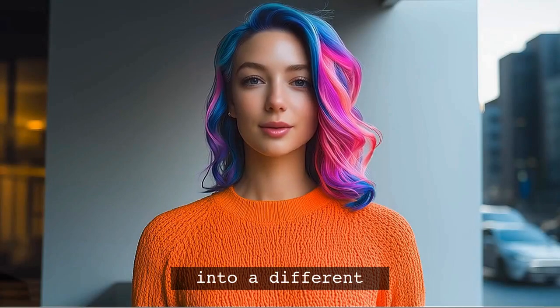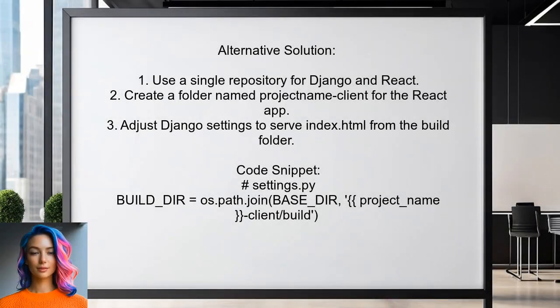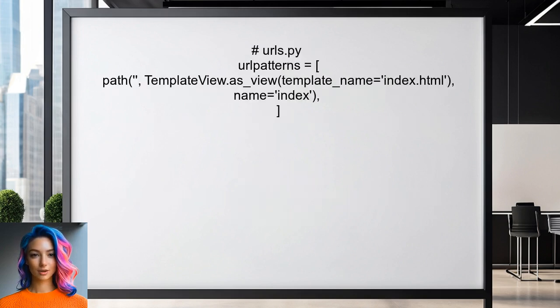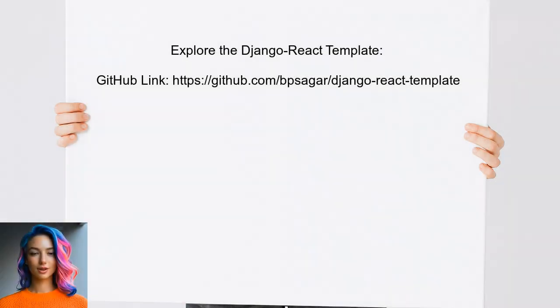Now, let's dive into a different answer from another user. An alternative approach suggests using a single repository for both Django and React, especially for smaller projects. The user recommends creating a separate folder for the React app, typically named project name-client. If you're using Create React App, you can serve the index.html from the build folder by adjusting your Django settings. The user is also developing a Django project template that integrates with Create React App, which can be found on GitHub.